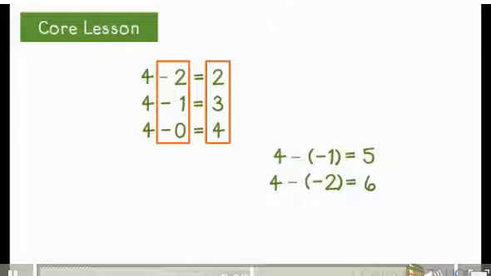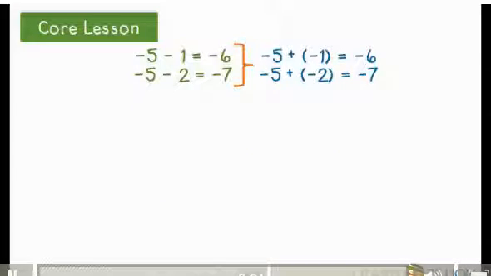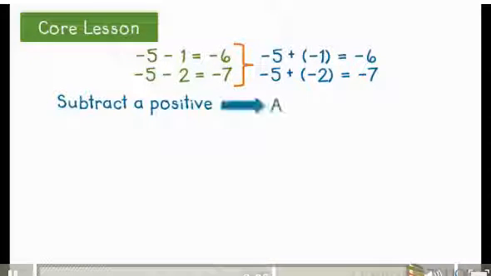Another way we could have completed this pattern would have been to add 1 and add 2. The answers would still have been the same. The blue equations on the left are equivalent to the green equations on the right. If we take another look, we can see that when we subtract a positive number, we get the same answer as when we add a negative number.